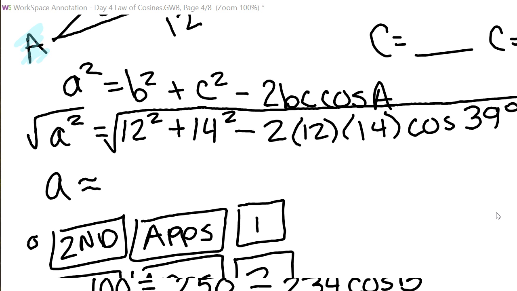What is side A to the nearest 10th? 9.0. We'll just put 9.